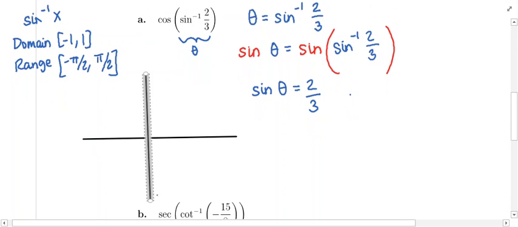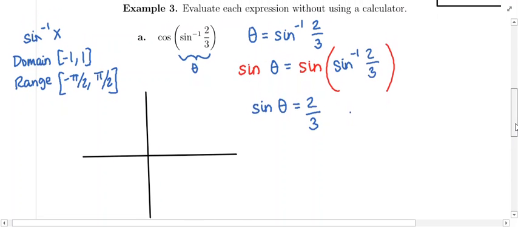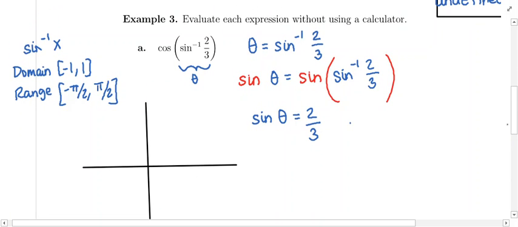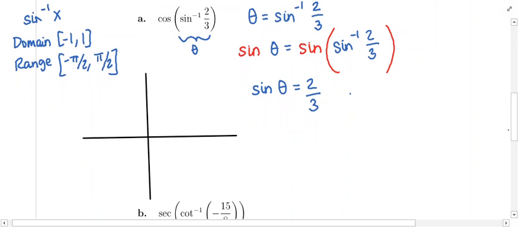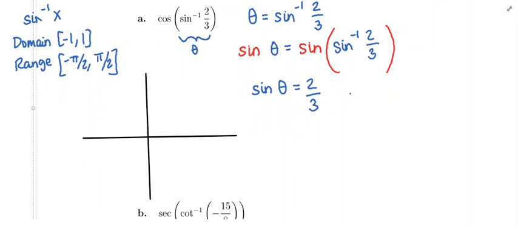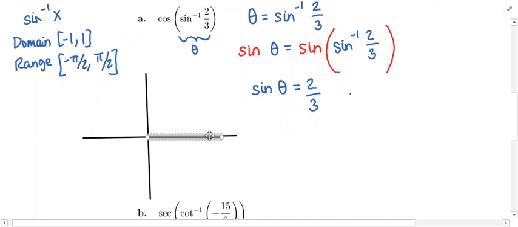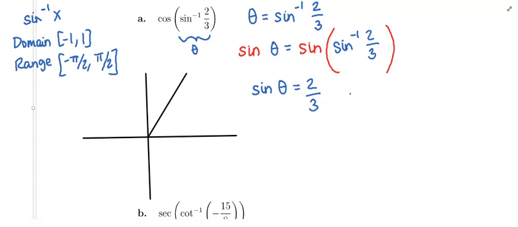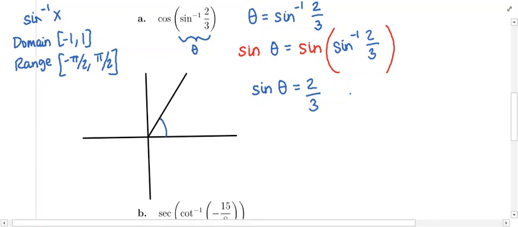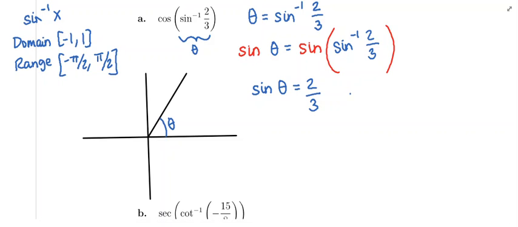Since the sine value here is positive, sine is positive in quadrant 1, not quadrant 4. Sine is negative in quadrant 4. So when we draw our right triangle, we are going to draw it in quadrant 1, not quadrant 4. This is why you have to take the range into account here. So draw your angle. This is going to be the theta value that you're looking for.